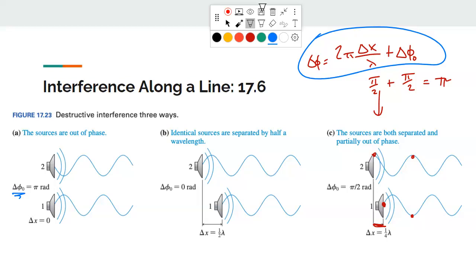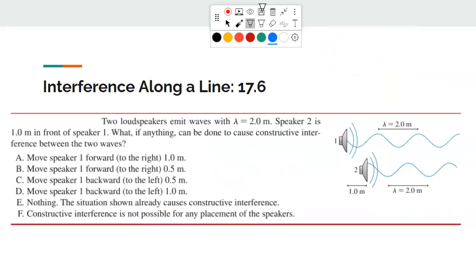Okay, so we can do an example here to give you some practice. And this might be all we have time for today, so we might have to finish up chapter 17 tomorrow. But we have 2 loudspeakers that emit the same frequency.